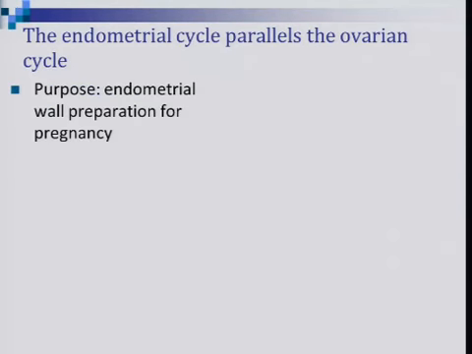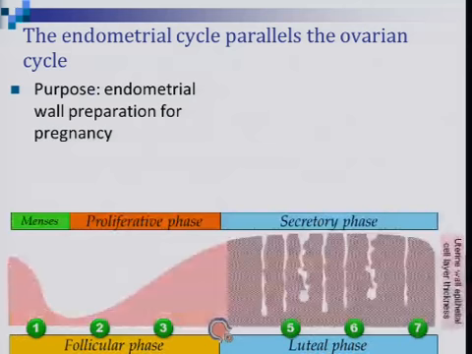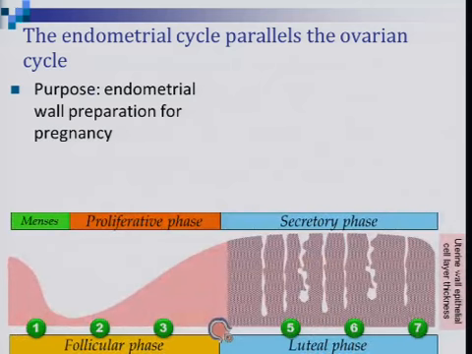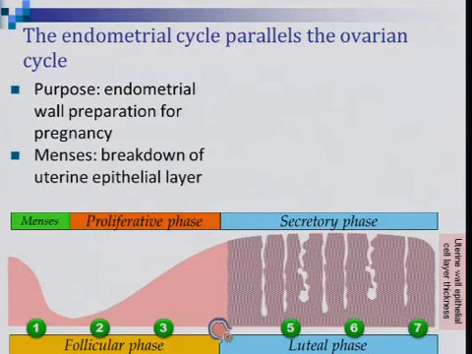And now the endometrial cycle parallels the ovarian cycle. So down here we have our 7 steps. The purpose of the endometrial cycle is to prepare the endometrium for pregnancy. So we'll start it just so it parallels the ovarian cycle. We'll start it during menses, which is the breakdown and narrowing of the uterine wall.